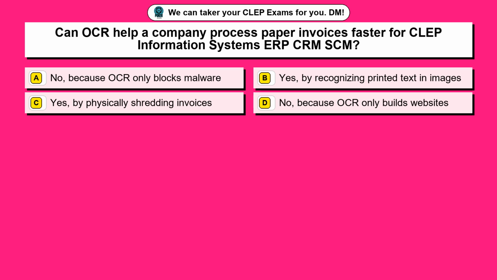Question 6. Can OCR help a company process paper invoices faster for CLEP Information Systems ERP CRM SCM? Option A. No, because OCR only blocks malware. Option B. Yes, by recognizing printed text and images. Option C. Yes, by physically shredding invoices. Option D. No, because OCR only builds websites. The correct answer is option B.